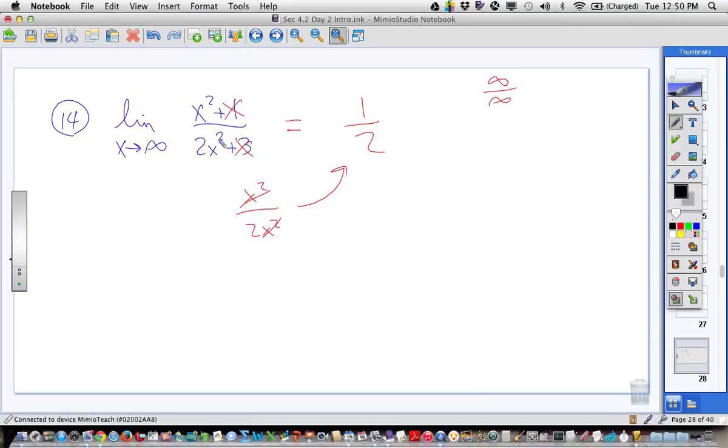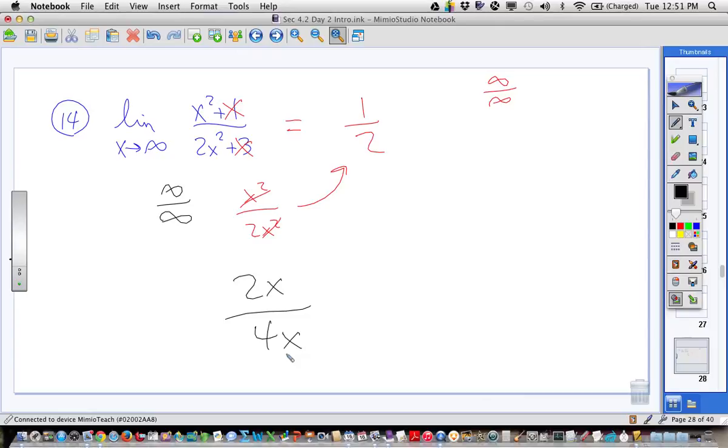That's infinity over infinity, right? So, derivative of the top, 2x. Derivative of the bottom, 4x. Now, at this point, you have a choice. The simplest is just cancel the x's. Cancel the x's, you get 1/2, and you're done.